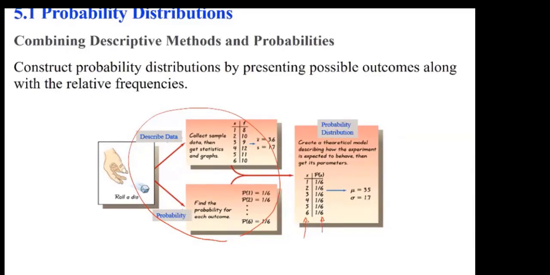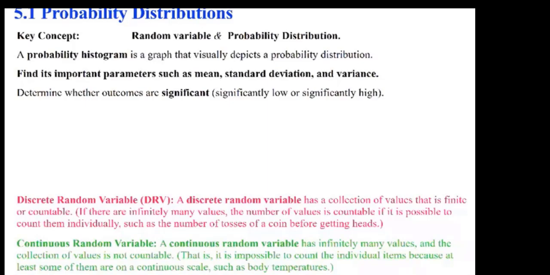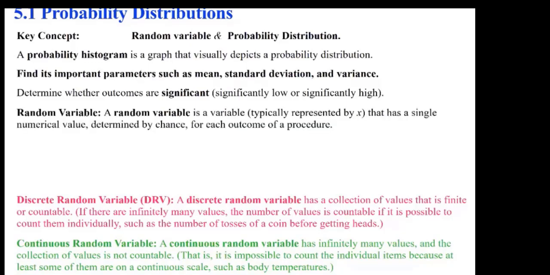Key concepts: a probability histogram is a graph that visually depicts a probability distribution. We want to find its important parameters, which are mean, standard deviation, and variance. We want to determine whether outcomes are significant, that means significantly low or significantly high. A random variable is a variable typically represented by x that has a single numerical value determined by chance for each outcome of a procedure.